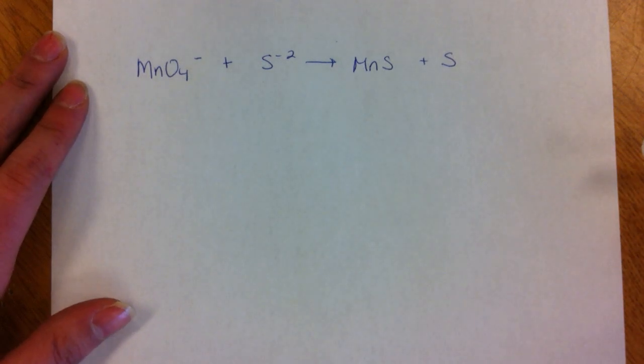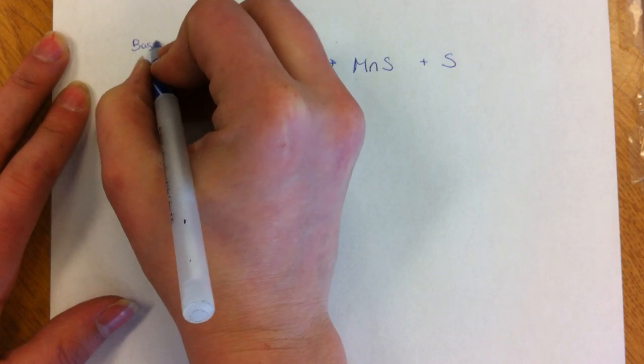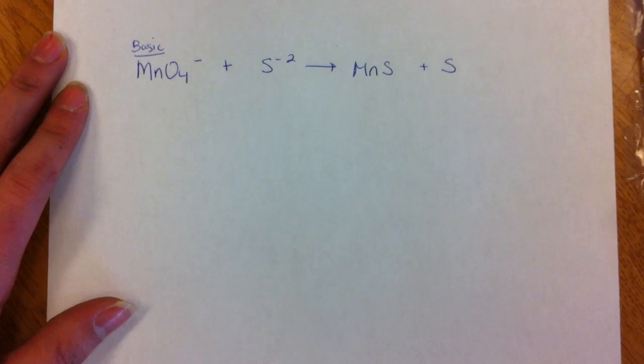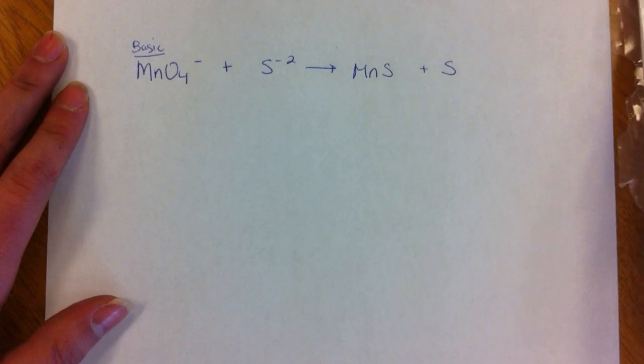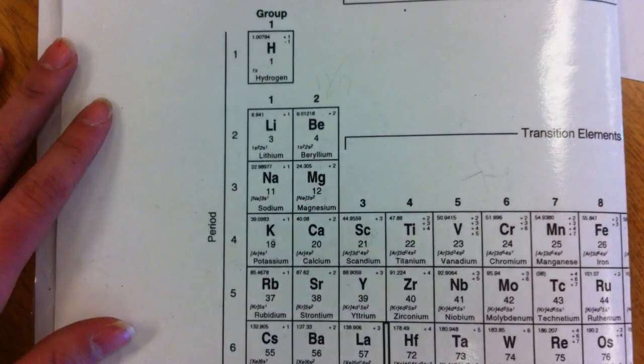Okay, we have this oxidation reduction, and it happens in basic solution, and it'll tell you that, but this is going to be basic. What we have to do first is figure out the two half reactions, and to do that you need to know the charges. So there's certain elements that you can just trust for their charges.